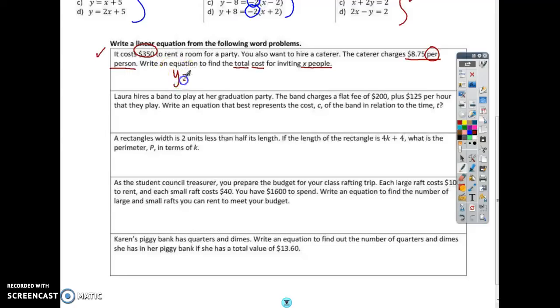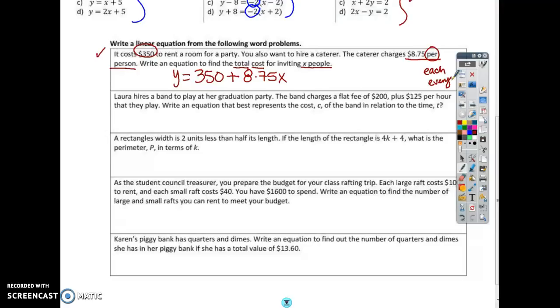Y equals 8.75X. Let's start with how much it's going to cost to rent the room. So $3.50 plus $8.75X because it's per person. Okay? So if you see keywords like per, each, or every, that's going to be your slope. So think about that. All right?